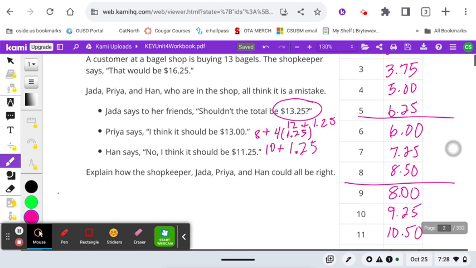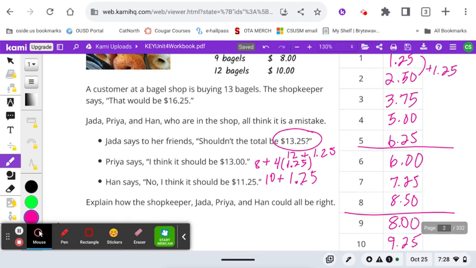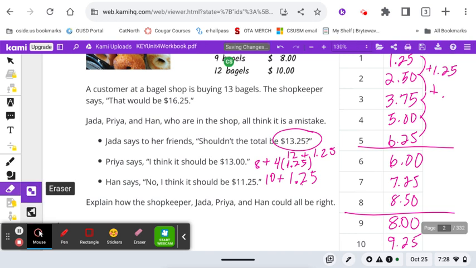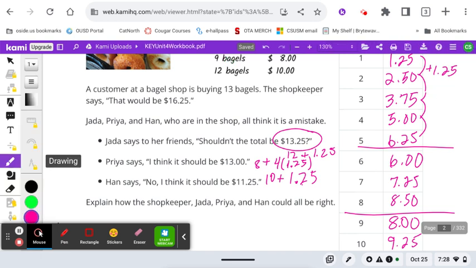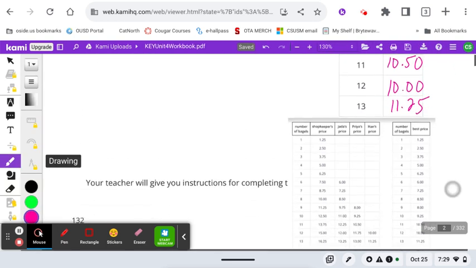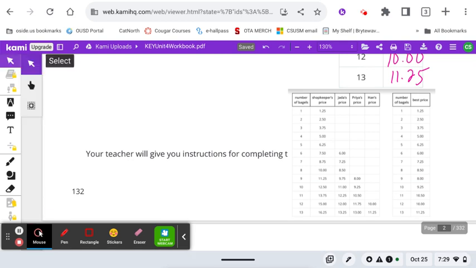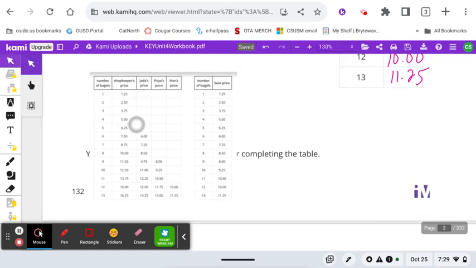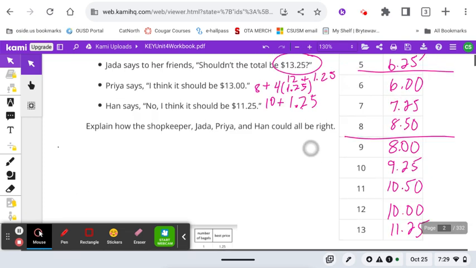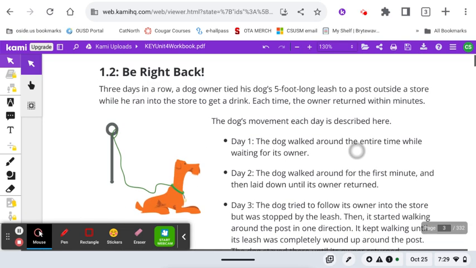So again, if you're filling this table in from the pricing, you're going to notice that it goes at a constant rate until a certain number, but then it has these jumps that take you back down to a certain price. So there's actually multiple ways that this table could have been filled in depending on if you're using the shopkeeper's price, Jada's price, Priya's price, Han's price. But really what we want to be looking at is the best price. So how'd you do? Did you come up with that on your own for the warm-up?